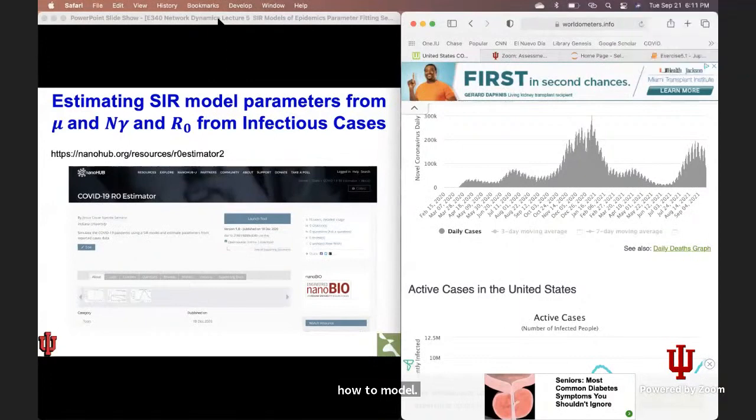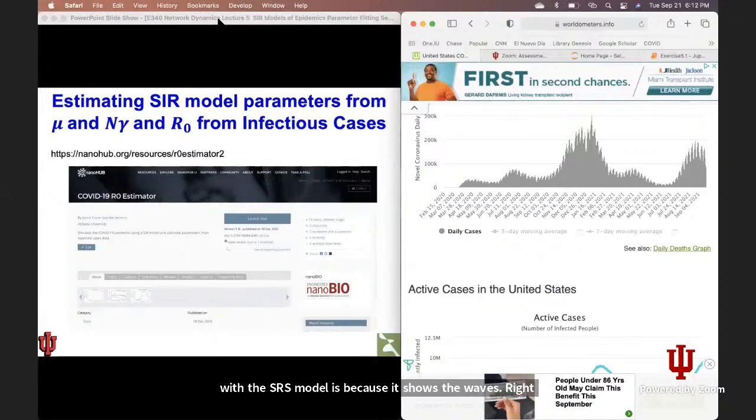Right. Well, one of the reasons we did the homework problem with the SIRS model is because it shows the waves. They're not the shape that you get here, and the amplitudes won't be quite right, but it does give you at least the simplest model that'll give you the successive waves of infection. Mhm. Right.